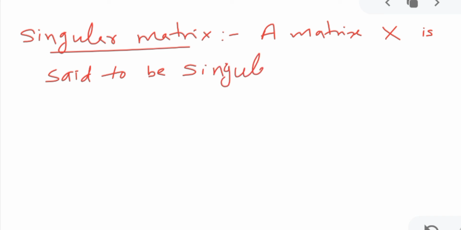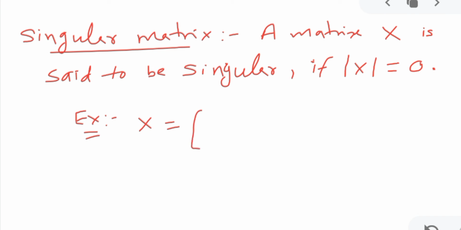A matrix X is said to be singular if determinant of X is 0. If the determinant value is 0, then it is called a singular matrix. Correct? Only this much you have to write in the exam. If you want, you can give any example. For explanation purposes, I am writing the example. If I am taking a matrix X that is 1, 2, 4, 8, I am taking it in such a way that its determinant will be 0.